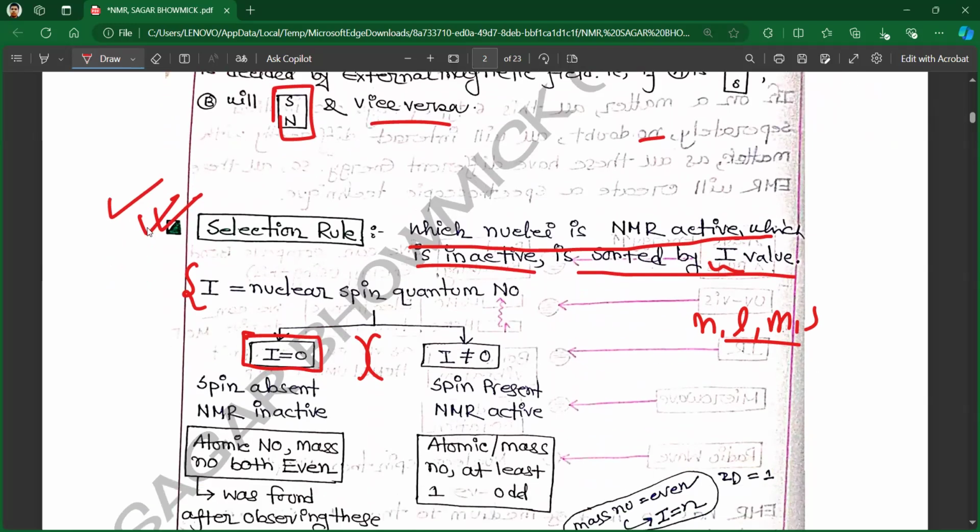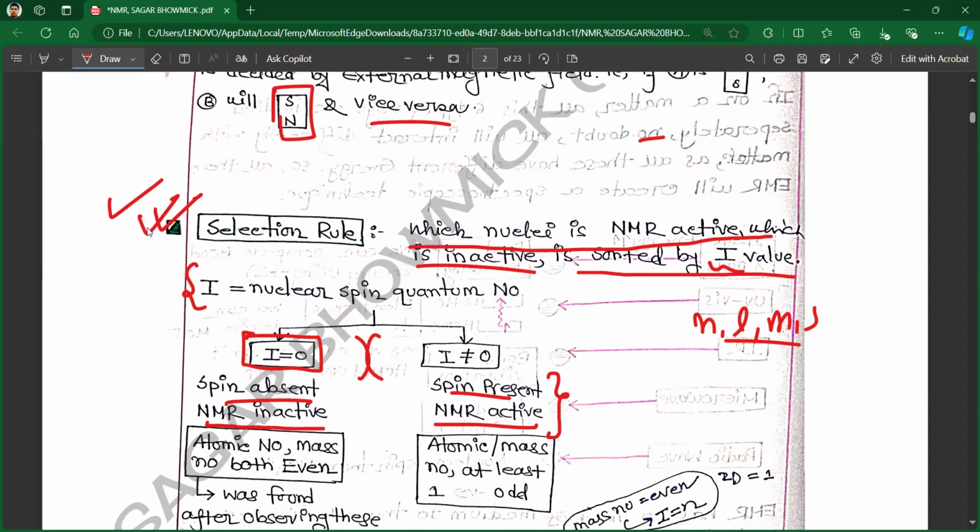When I equals 0, that means spin is absent. Nuclear spin quantum number 0 means spin absent. Absent doesn't mean that there is no spin at all; it indicates that overall there is no spin. Spin absent means NMR inactive. If spin is present, I is not equal to 0, then the nucleus is NMR active. So if spin is present, overall net spin is present, that is NMR active, so I is not equal to 0.